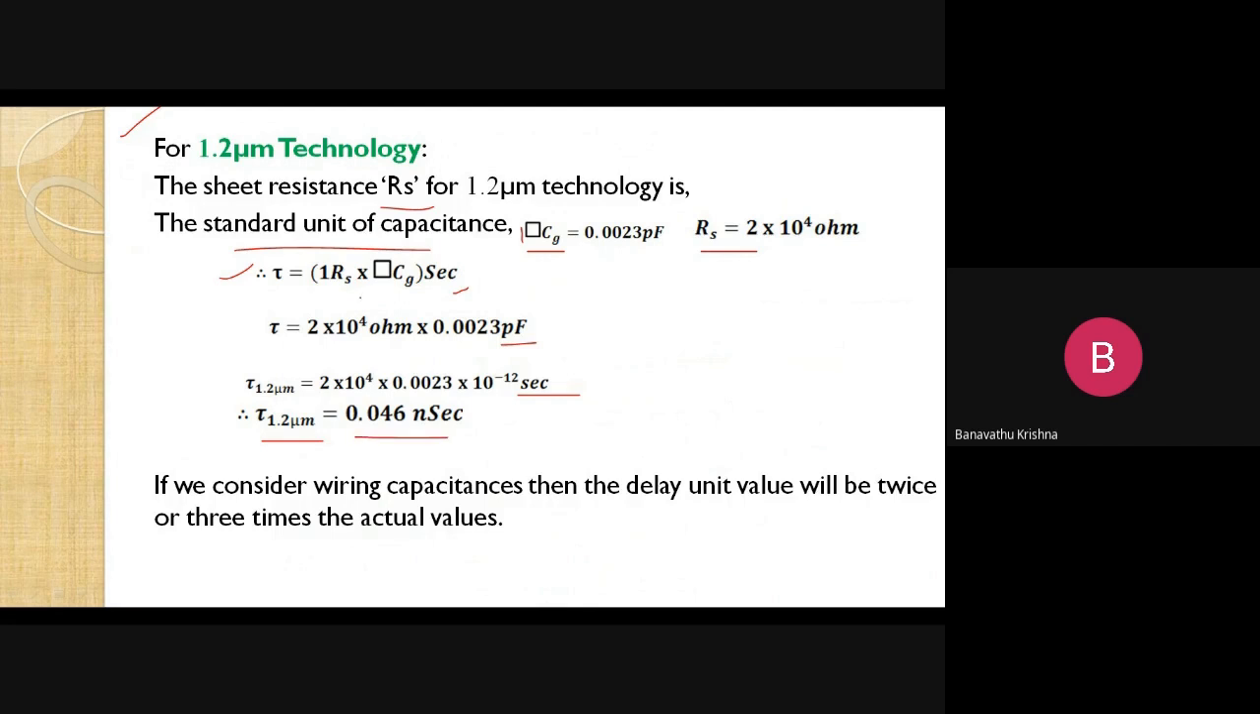Here, this is the gate capacitance. Gate capacitance means how much time is taken to charge the capacitance across the device. Suppose we consider the wiring capacitances as well, then the delay unit value will be twice or three times the actual values, right?